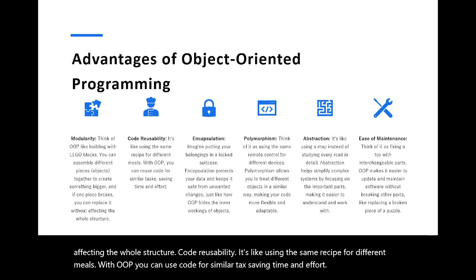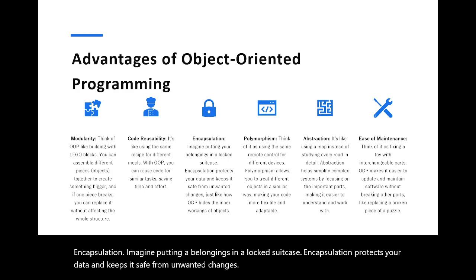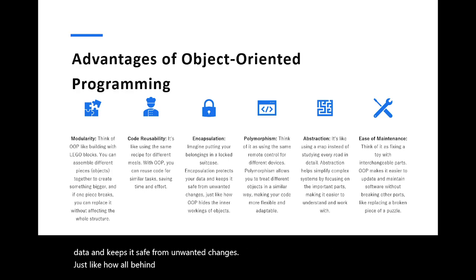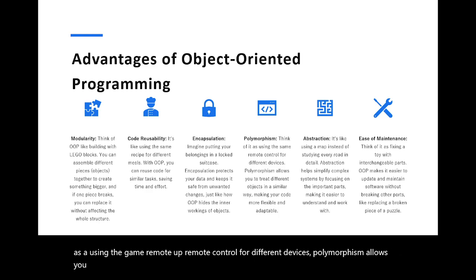Encapsulation. Imagine putting your belongings in a locked suitcase. Encapsulation protects your data and keeps it safe from unwanted changes, just like how OOP hides the inner workings of objects. Polymorphism. Think of it as using one remote control for different devices. Polymorphism allows you to treat different objects in a similar way, making your code more flexible and adaptable.